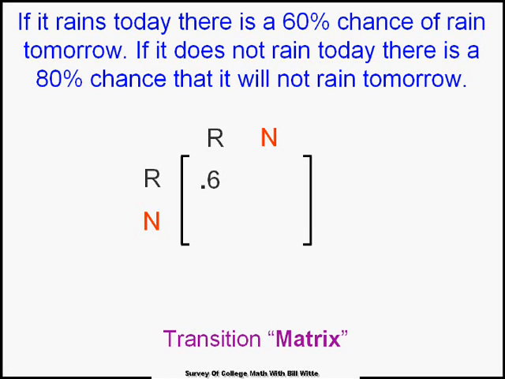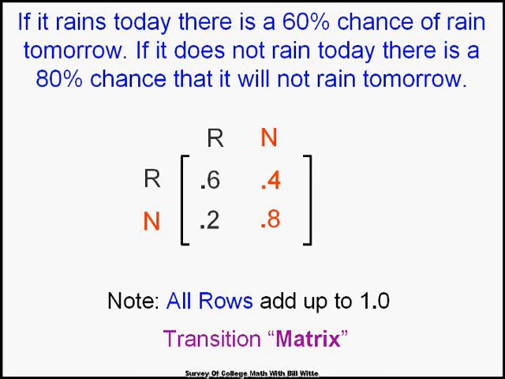And the other thing it tells me is that I have an 80% chance to go from non-rain to non-rain. The other numbers I fill in by subtracting from 1. Remember? If you either go from rain to rain or rain to non-rain. So I subtract 1 minus 0.6, and I get that 0.4. And the other number, I go 1 minus 0.8, and I get the 0.2. And I have a full transition matrix that I'm going to be able to use. Notice, once again, that all the rows add up to 1.